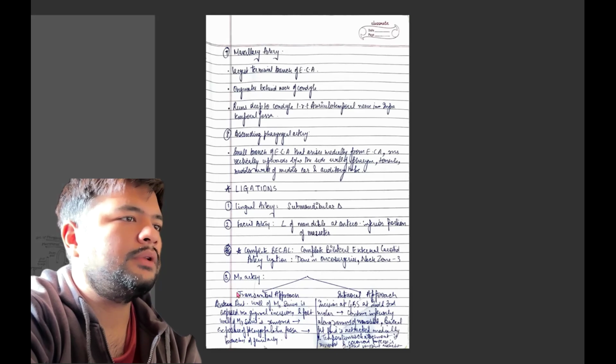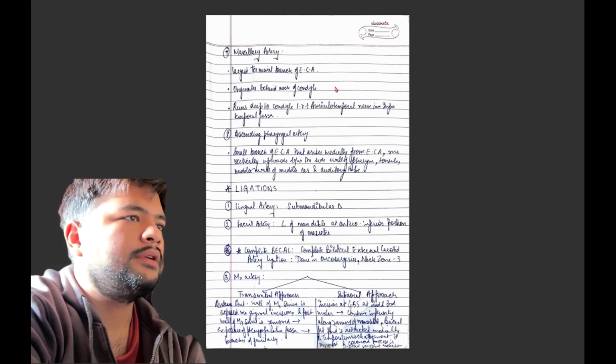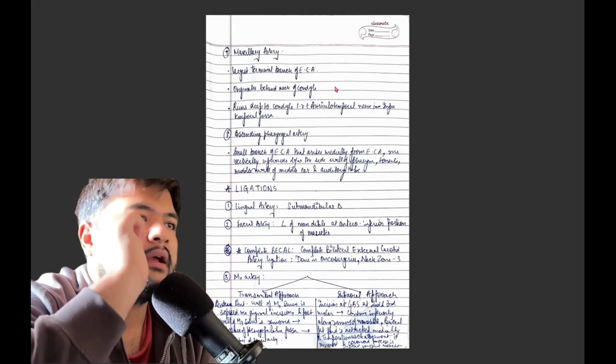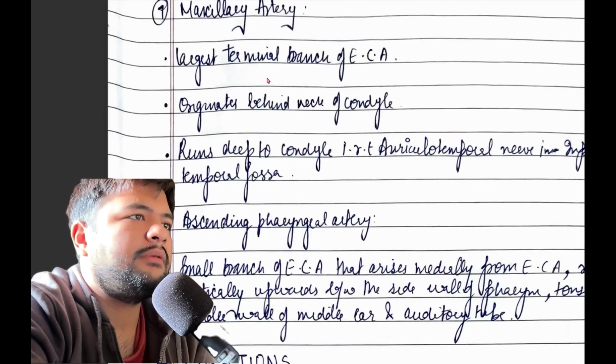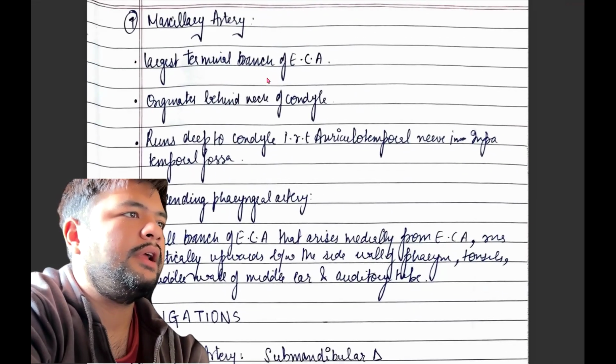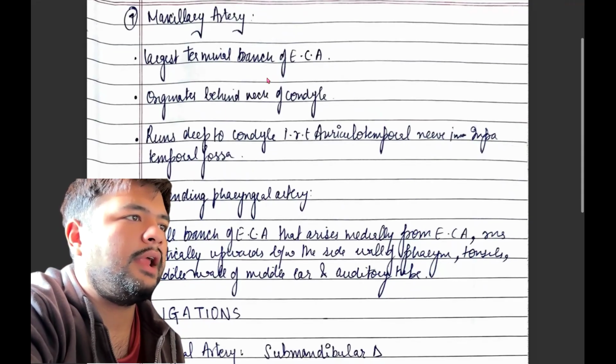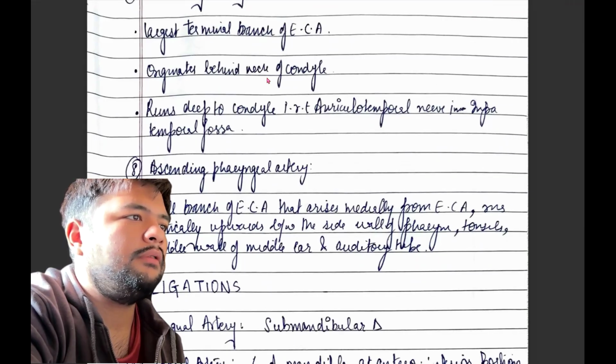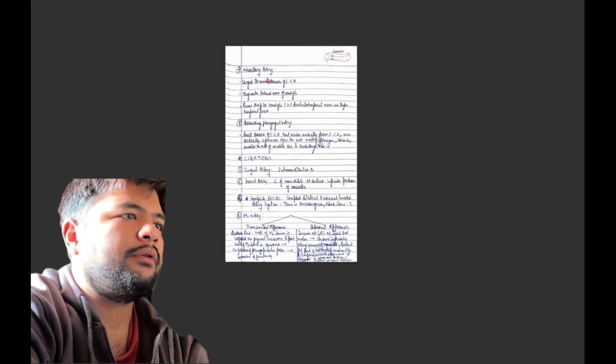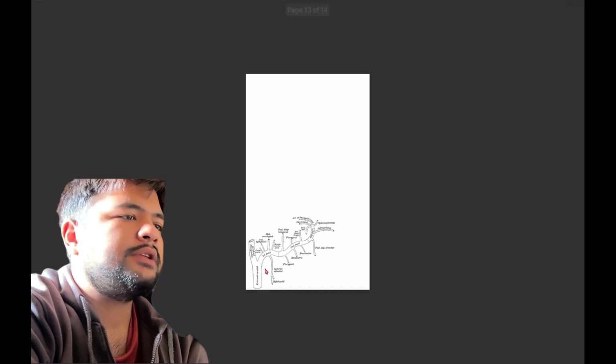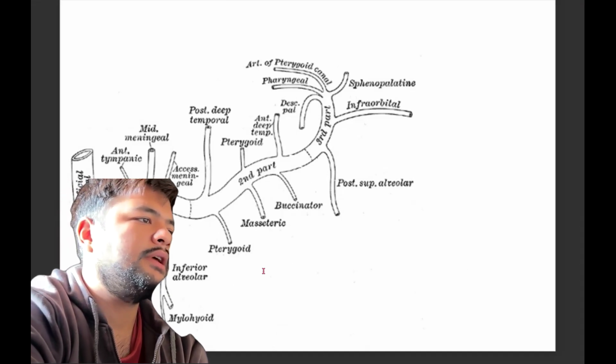Then coming to the maxillary artery. The maxillary artery is the largest terminal branch of the external carotid artery. It originates behind the neck of the condyle and runs deep to the condyle, in relation to the auriculotemporal nerve, in the infratemporal fossa. So these are the branches of the maxillary artery.